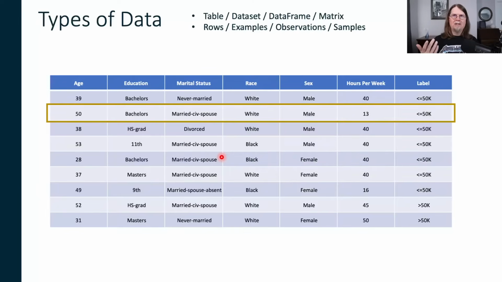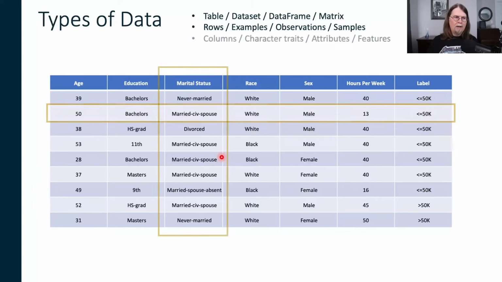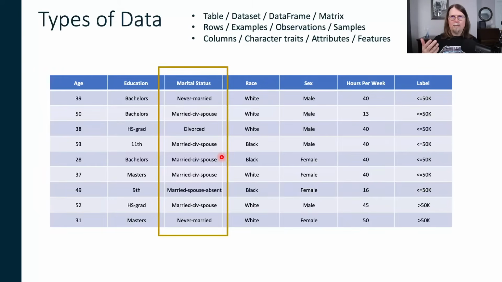Now, not surprisingly, if the rows are these logical things, then the columns, the vertical aspect, are the attributes, the characteristics of these things. So for example, we have this column here of marital status, and we might call this the column or a character trait or an attribute or a feature or a variable, all mean the same thing. Okay, so for example, here, these are all the marital statuses of these US citizens in the data set.